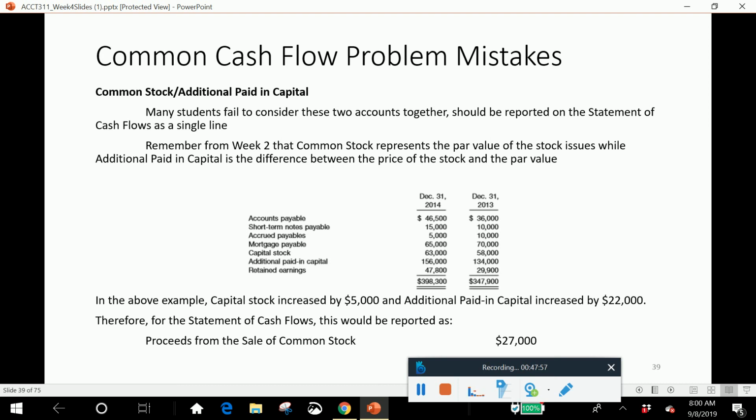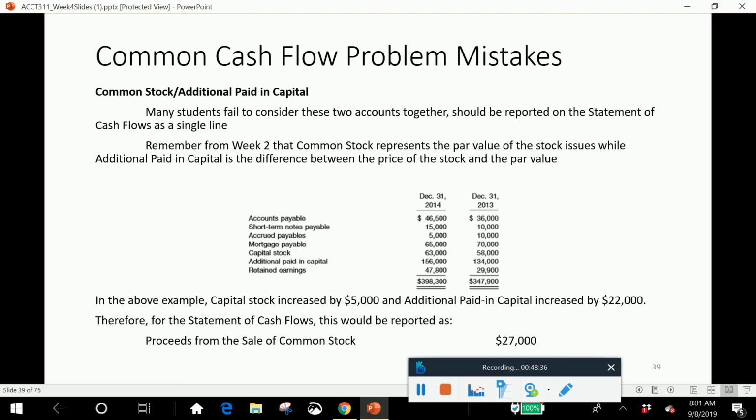Okay, so the first is common stock and additional paid-in capital. We learned 2 weeks ago that when it comes to issuing common stock, the common stock account gets credited for the number of shares of stock at par value, and any price paid above par value goes into additional paid-in capital. So what is important to remember is that you need to look at these two accounts together, and they should be reported as a single line, not as separate lines.